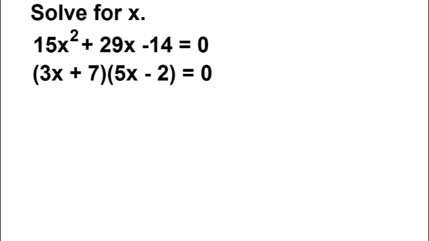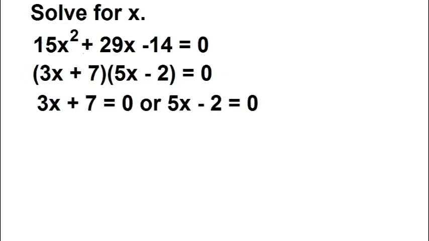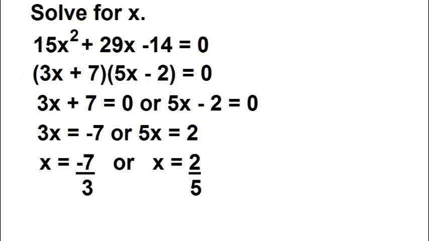Set each factor equal to 0 and solve. 3x plus 7 is equal to 0 or 5x minus 2 equals 0. Using the properties of equality, 3x equals negative 7 or 5x equals 2. x equals negative 7 over 3 or x equals 2 over 5.